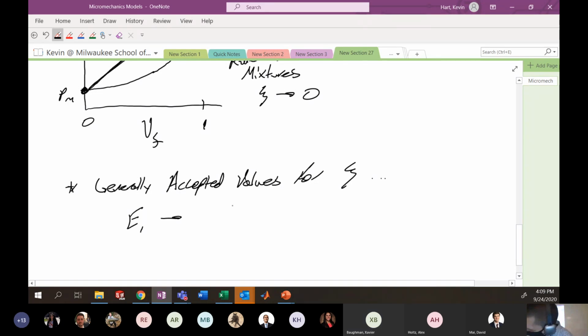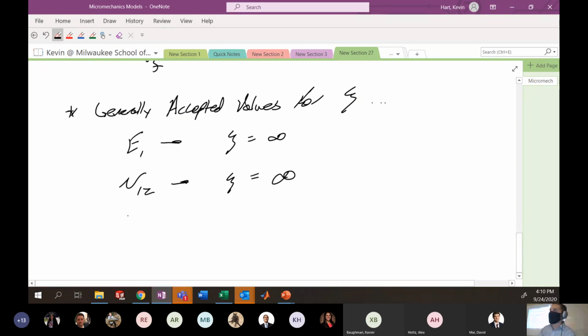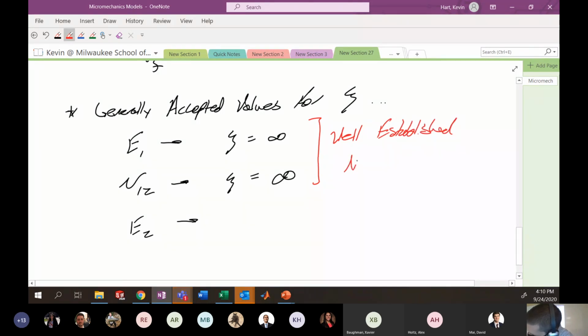Infinity. Okay. I drew 0, the opposite of 0, infinity. Same idea for nu 1, 2. We are going to use the rule of mixtures to calculate nu 1, 2. Now, the other 2 are a little bit more subtle. I would say these are well established. No issues.